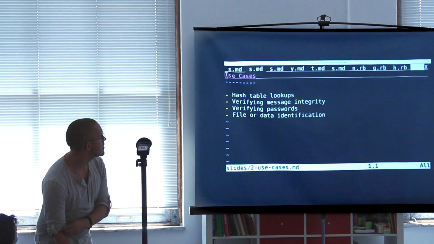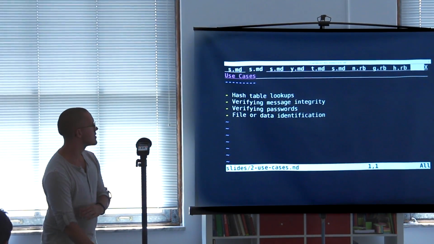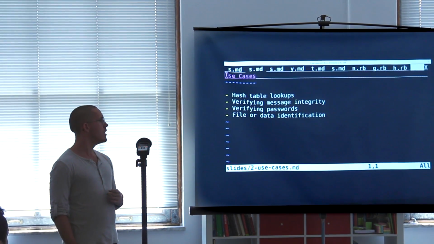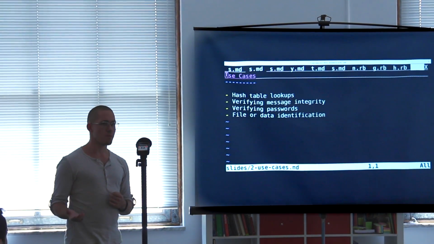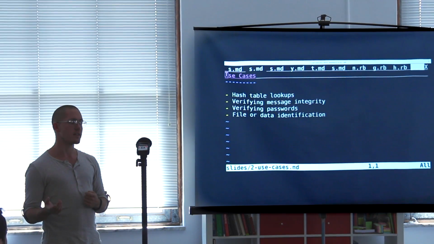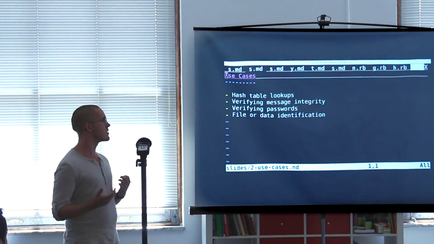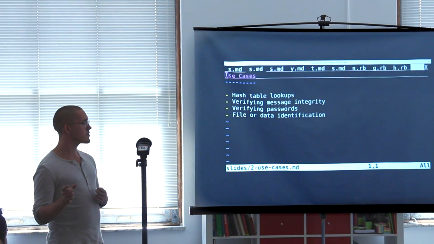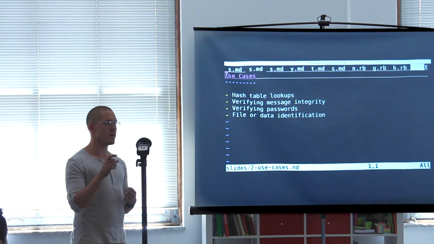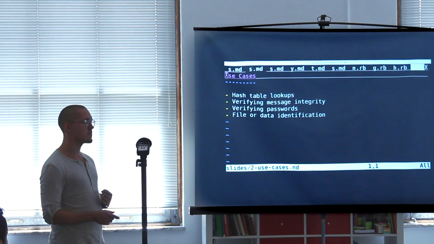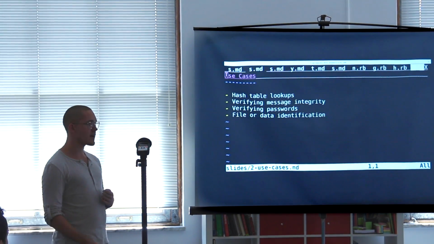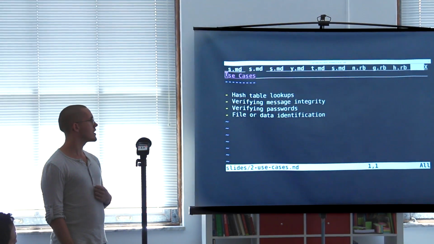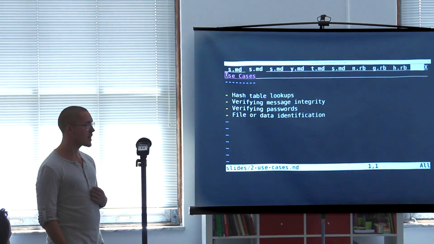Let's see, use cases for these. One really common use case is hash table lookups. For example, in Ruby, when we have a hash that is keyed by strings or objects, these strings and objects are hashed, and the values are put into a table that is indexed by these hash values. That makes for really fast lookups. That's I think one of the biggest use cases.